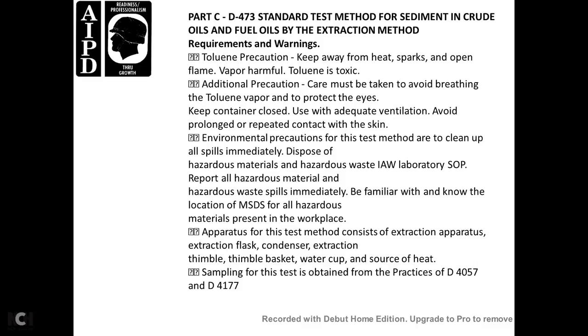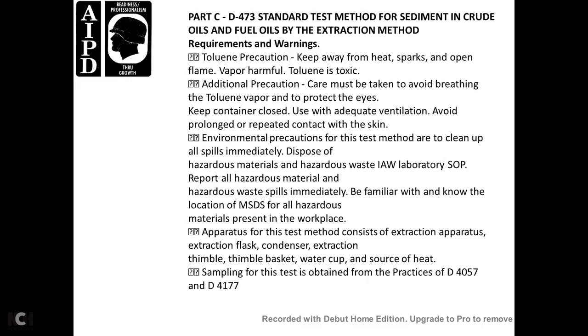Part C, D473, standard test method for sediment in crude oils and fuel oils by the extraction method. Toluene precaution: keep away from heat and sparks and open flame. The vapor is harmful and toluene is toxic. Additional precaution: care must be taken to avoid breathing the toluene vapor and to protect the eyes. Keep container closed. Use adequate ventilation. Avoid prolonged or repeated contact with the skin.